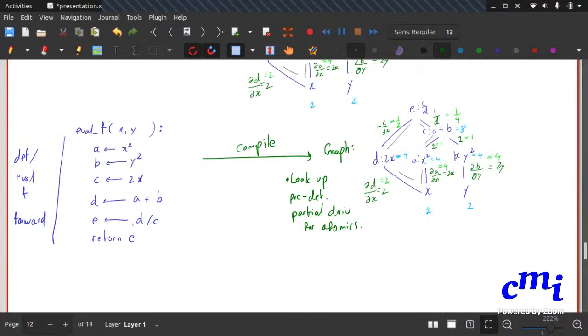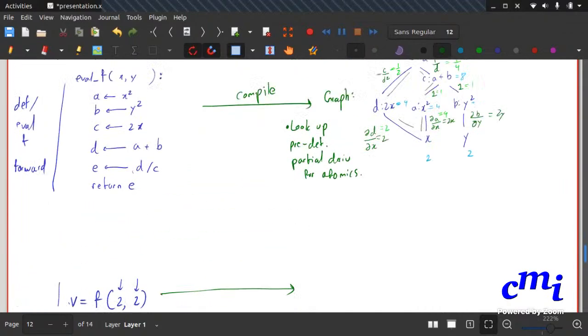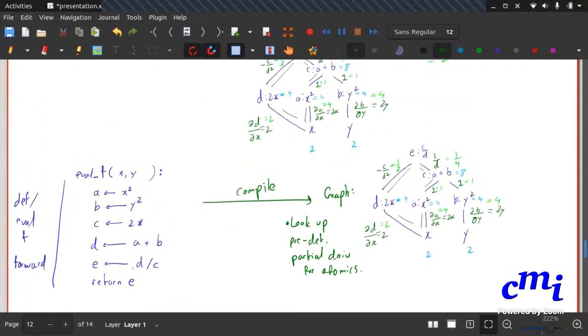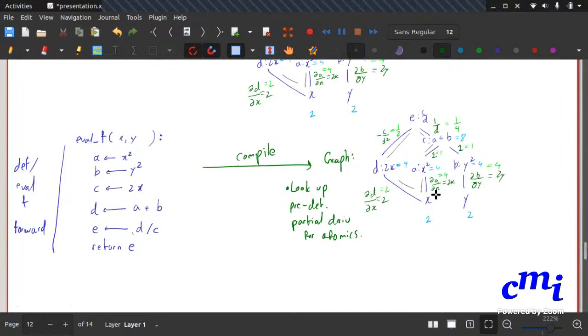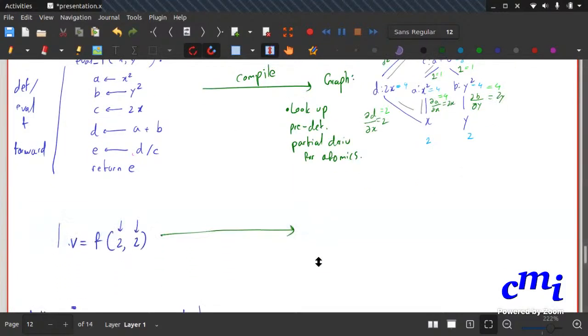So I'm a little confused about what you mean by v.grad of 0. What is that 0 in the square bracket that you have? So yeah, this v.grad will be an array, if you will, containing the partial derivatives with respect to x and y. So 0 is with respect to x and 1. Okay, I missed that. So when you say v.grad of 0, you mean you want to compute the derivative at 2 with respect to x. Yeah.